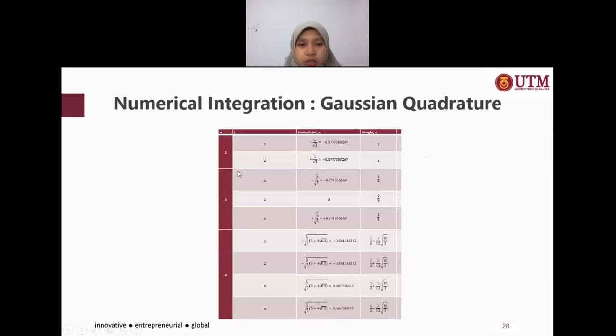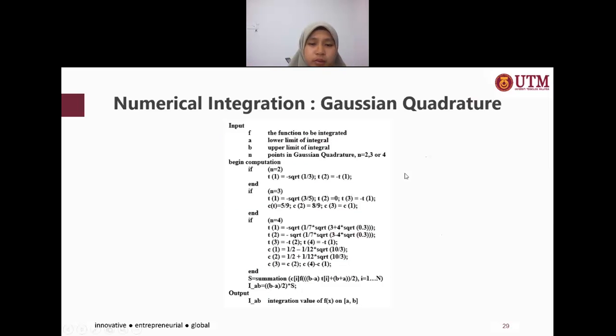And besides that, we can also use the table of Gaussian quadrature to find more nodes and weights, to find n, whether n is equal to 3, 4, and more. Besides that, this is the algorithm for Gaussian quadrature, where we begin the computation with the for loop. It means that we must have the function f and n.